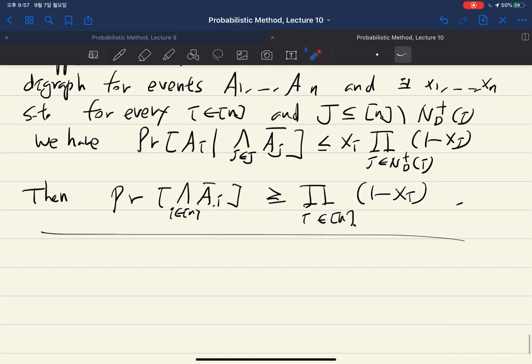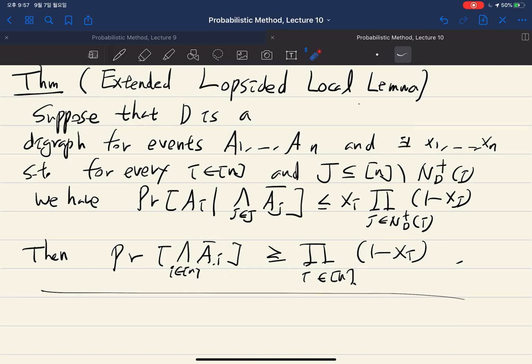Next time we will consider an application of this to Latin squares and Latin transversals in a Latin square.